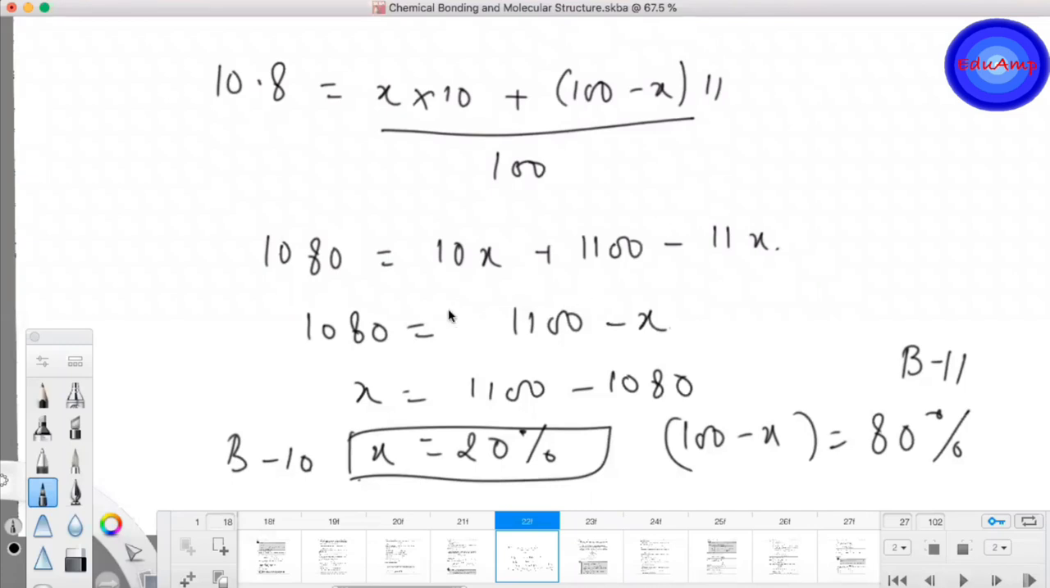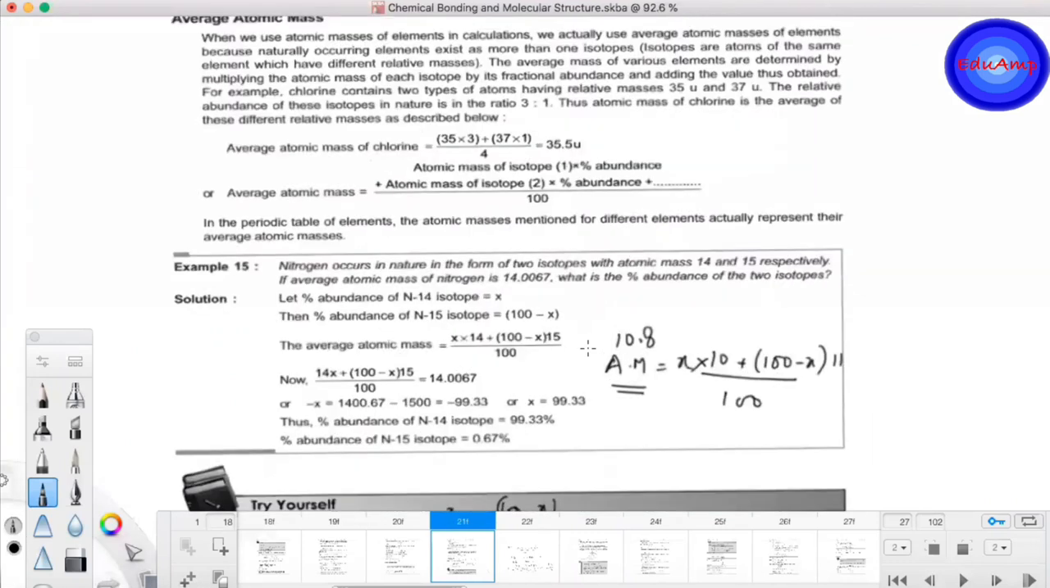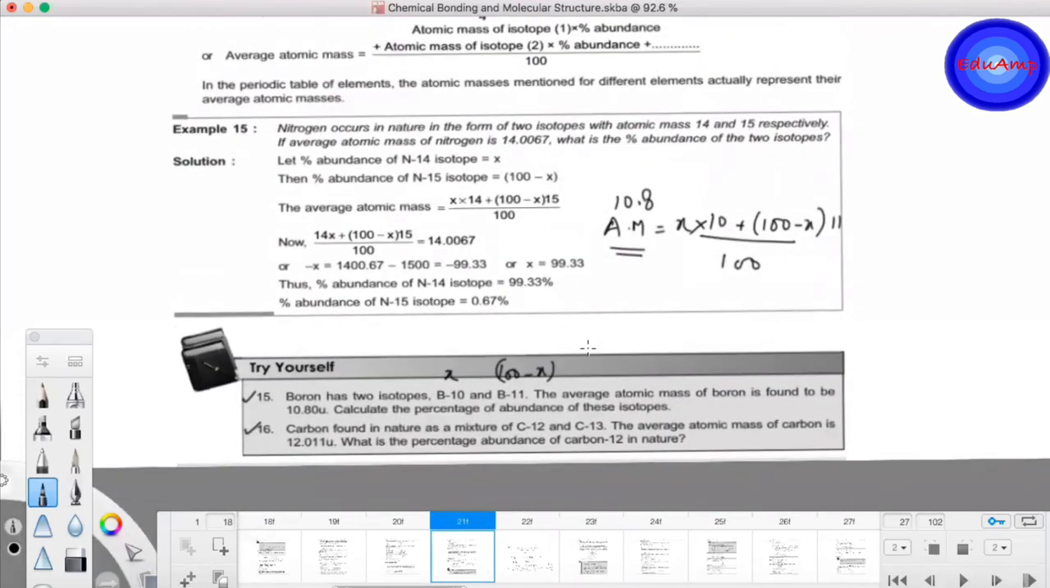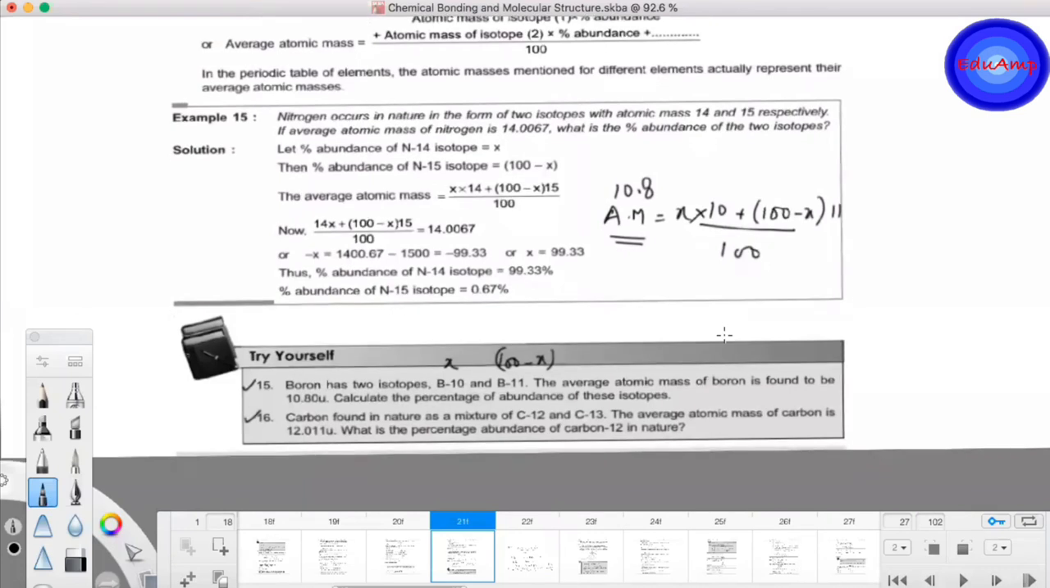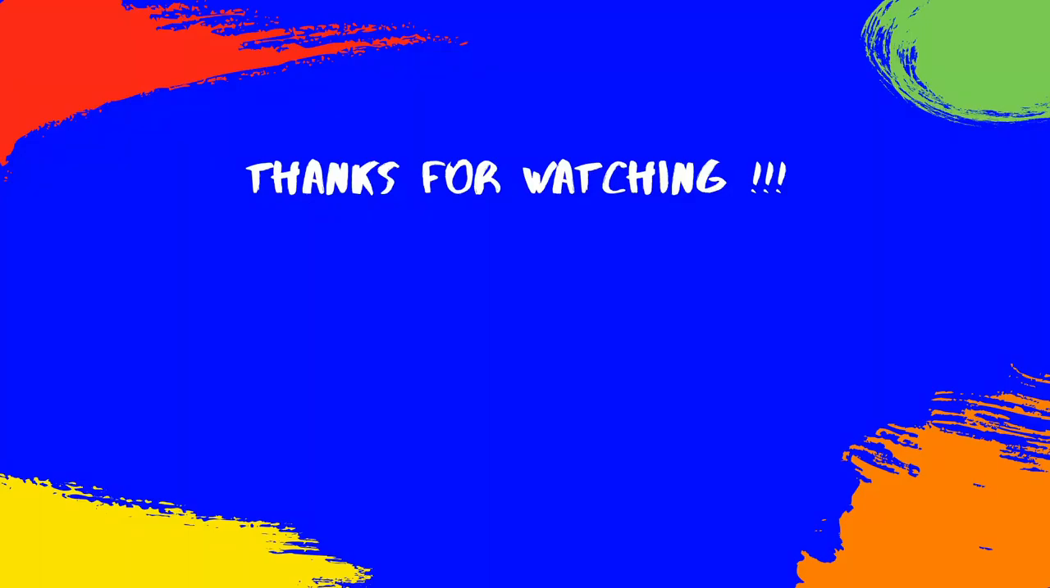Okay, I got an answer from Sandipani for question number 15. So question number 16 is your homework. If you have solved it, let me know the answer in the chat box. We'll move to the next question.